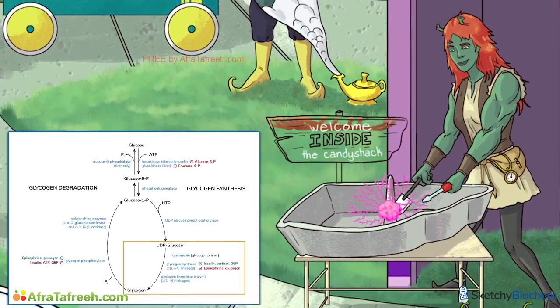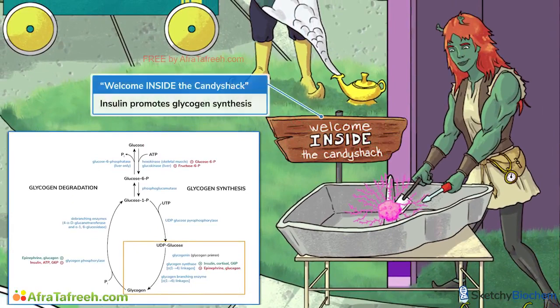All of this candy talk must be making you hungry. Please don't hesitate to grab some cotton candy because you're welcome inside the candy shack. Remember that inside is our recurring symbol for insulin. Insulin is the main hormone that activates glycogen synthesis, but cortisol and G6P are also activators. What about glucagon and epinephrine? Well, as you might expect, they work to oppose insulin by inhibiting glycogen synthase.